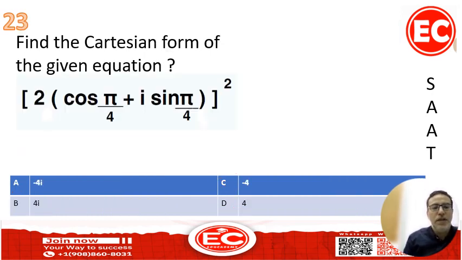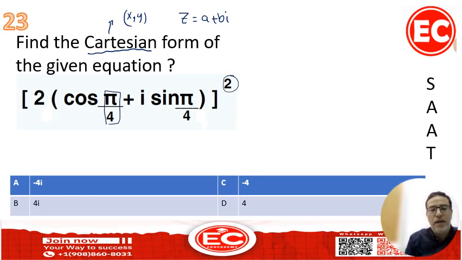Regarding question 23, find the Cartesian form. Sometimes we mean by the Cartesian form the form of x and y, and sometimes it's a complex number. If it's x and y, it's x and y. If it's complex, it means that you are going to write it in the form of a plus bi. You should know that if you have a number in complex polar form, with the angle, and the whole expression is to the power of 2, all you have to do is make the radius to the power of 2, and multiply the angle by 2.